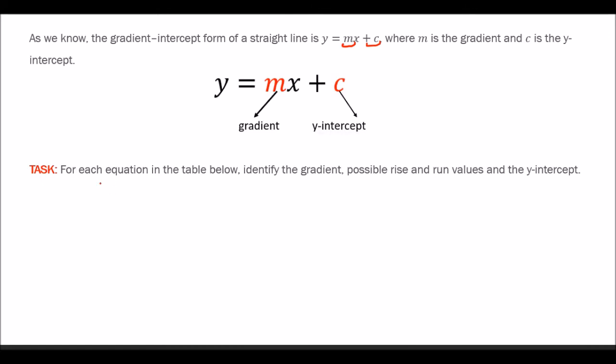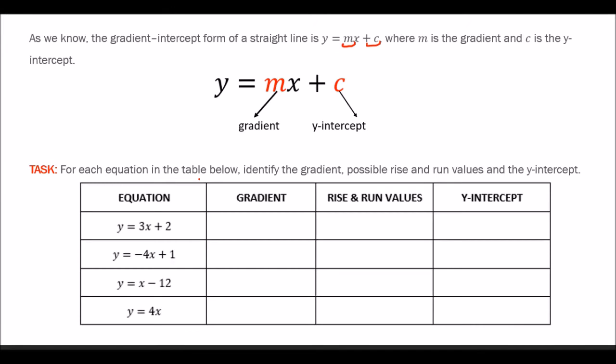So what we want to do for now is, for each of the equations in the table below, let's identify the gradient and the possible rise and run, and then the y-intercept. So for this first one here, remember what the gradient is. The gradient is going to be that m, which is next to the x, and the y-intercept is that number by itself. So in this equation, the gradient is 3.